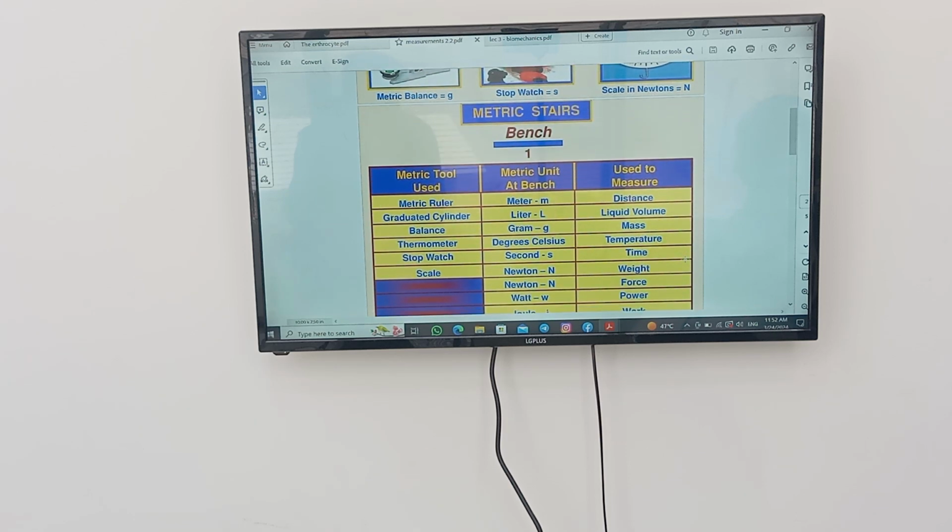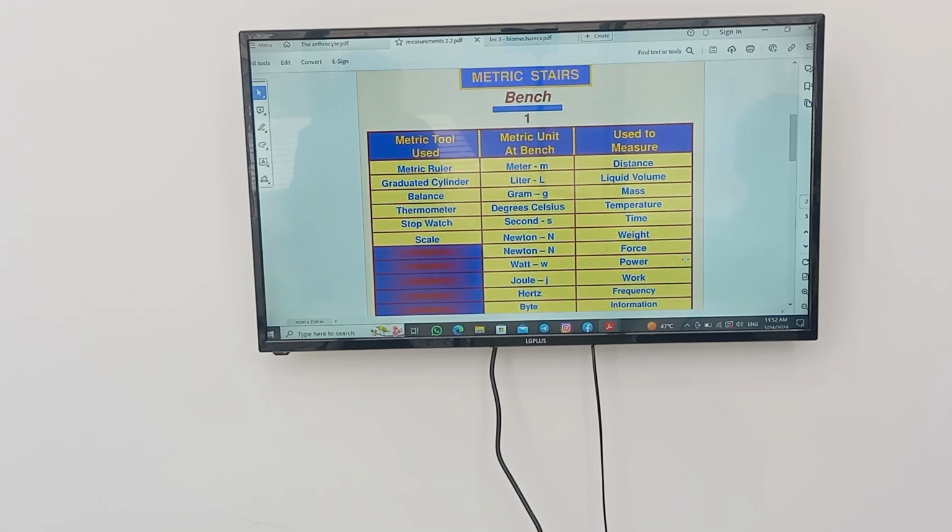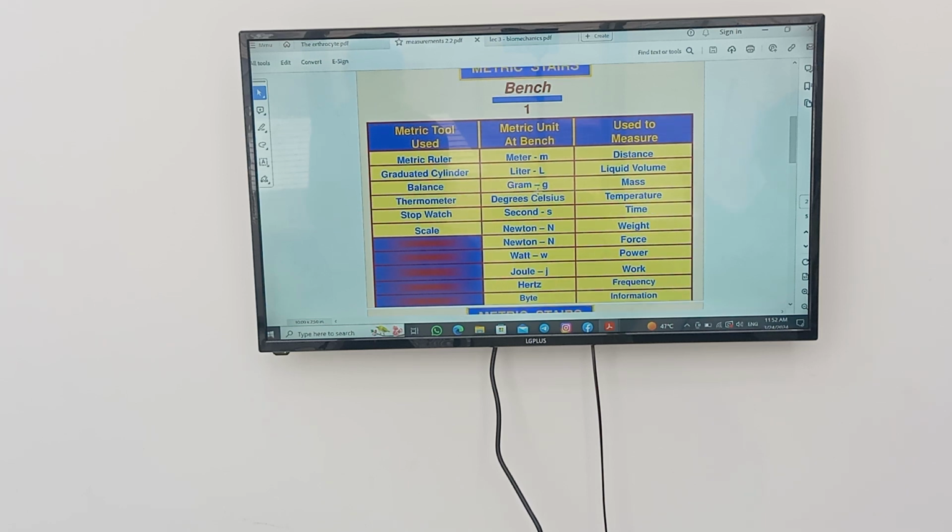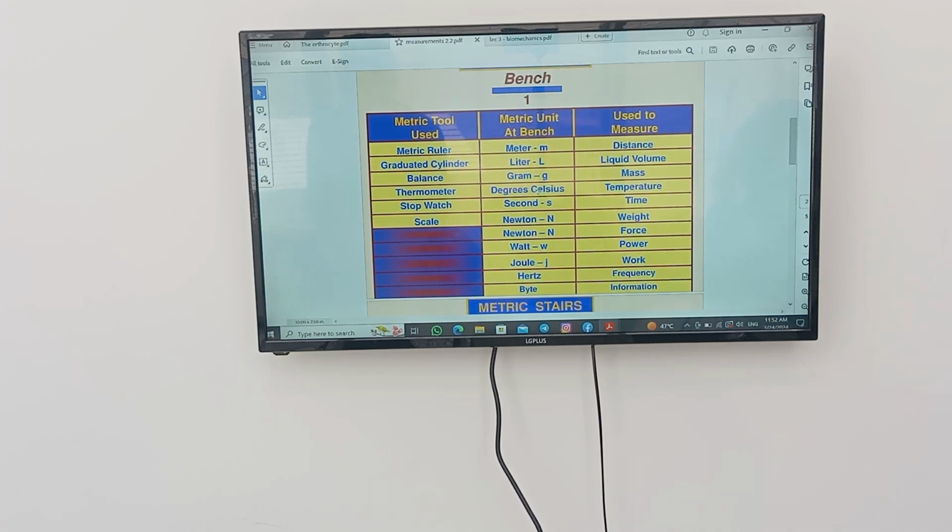We have something called the metric stairs. Here in this table we have metric tools used, metric unit at bench, and what each is used to measure. This is like further explanation of the previous pictures. We have here a metric ruler. The unit of it is meter, used to measure distance.